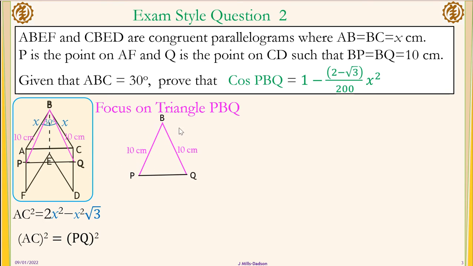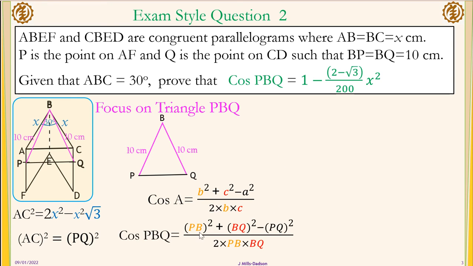Using the same cosine rule, but this time you're looking for the angle, because that's what I want to prove: cos of BPQ. Your b squared is 10 squared, your c squared is 10 squared, but your a squared is PQ squared. So your a squared is exactly the same expression you see here.